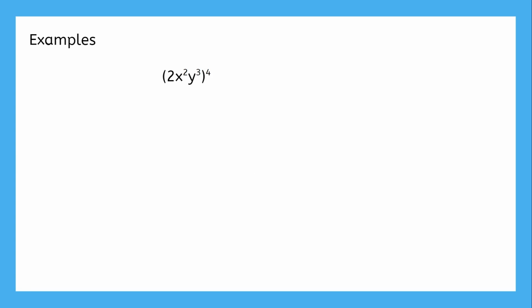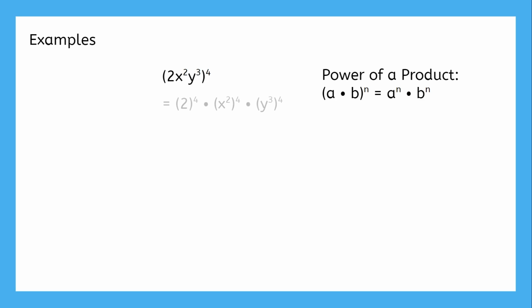Our first example is 2 times x squared times y to the third power, all to the fourth power. The first thing we could do here is use the power of a product rule. If we have a multiplication expression raised to a power, the exponent gets spread to each of the pieces being multiplied. Before we continue, we can simplify that 2 to the fourth power.